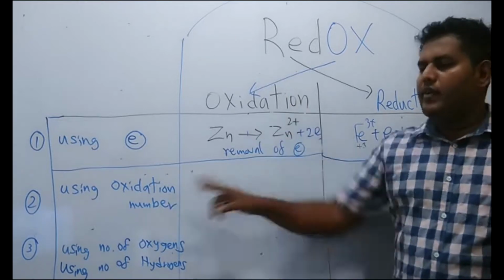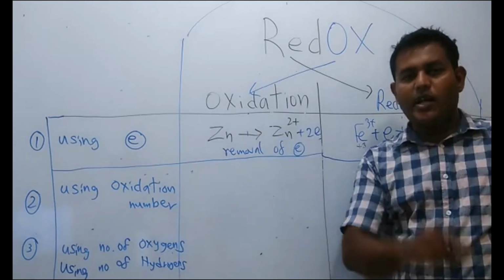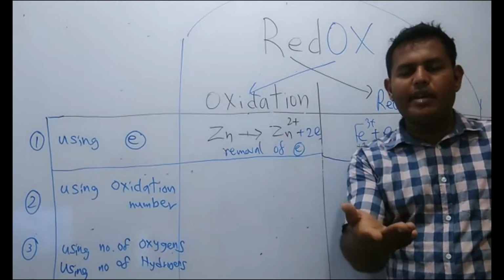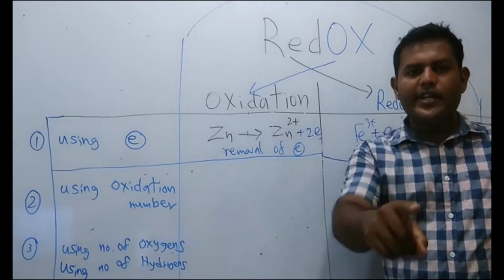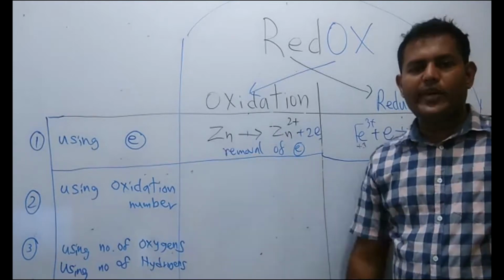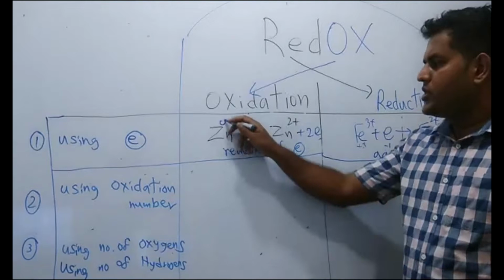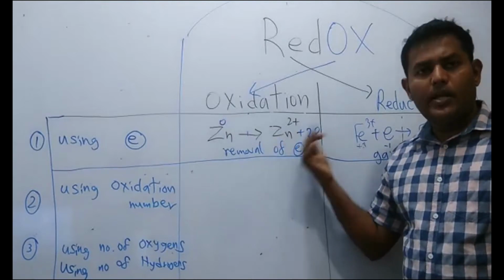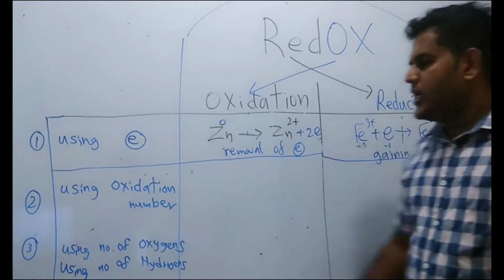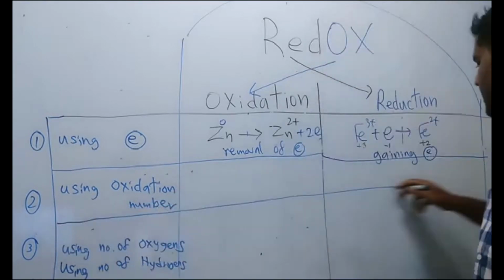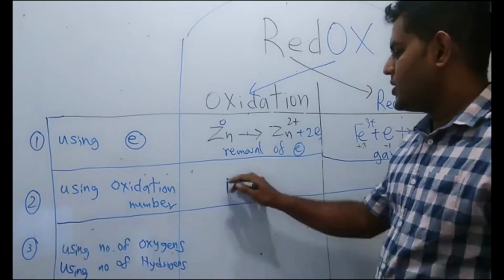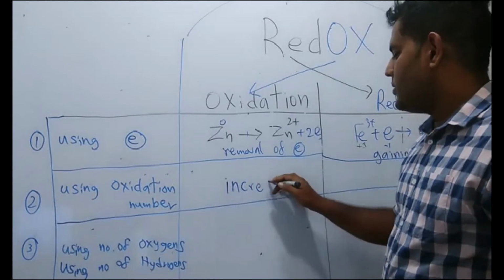Look at the oxidation number. In oxidation, what will happen to the oxidation number? Consider the oxidation number on the left side and right side. Will it increase or decrease? Zinc, what is the oxidation number? In the standard species, 0. For zinc 2 plus, the oxidation number is plus 2. So will it increase or decrease? Definitely in oxidation, the oxidation number is increased. Increase in the oxidation number.